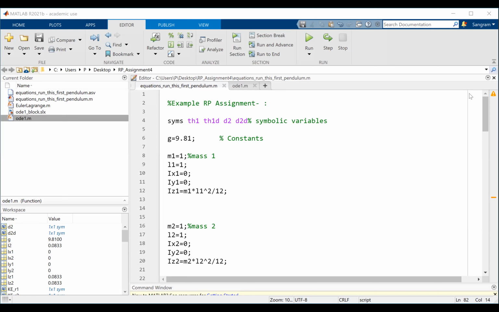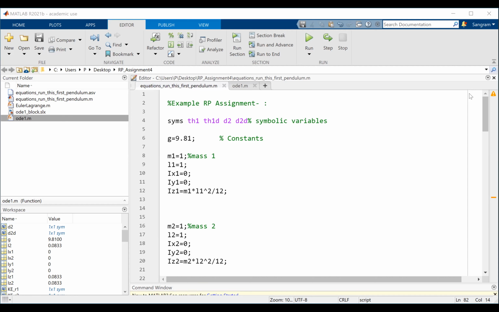D2 dot. Yeah, the screen is not showing. Yeah, unfortunately, that is what happens. So please try to attend lessons in class. But so the states are theta1, theta1 dot, D2 and D2 dot.